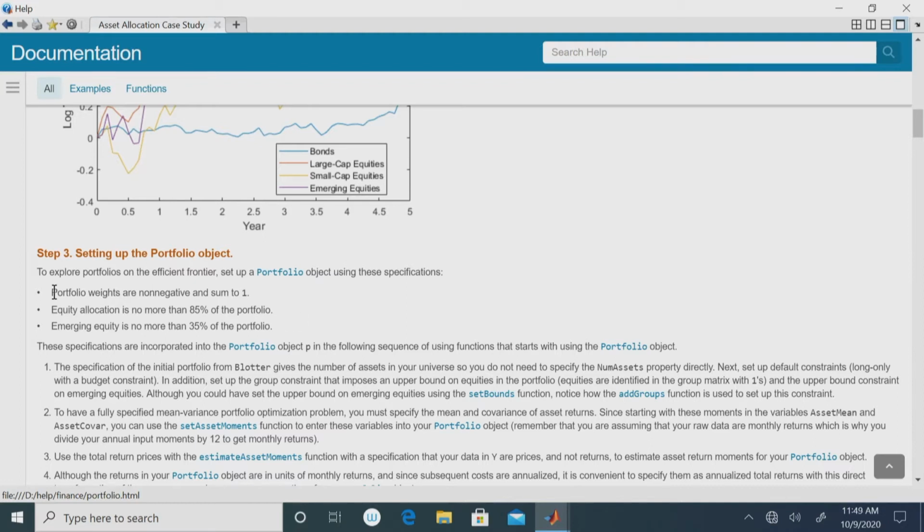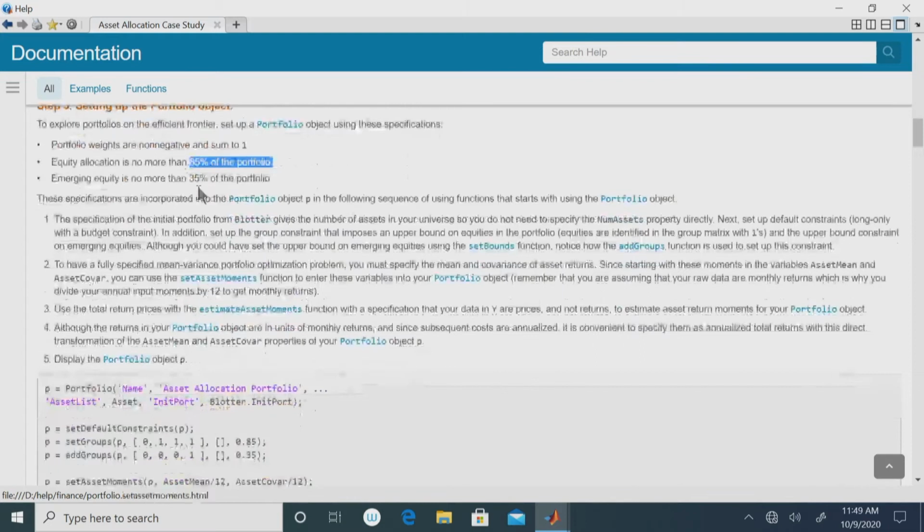Just to revisit the specific example under consideration: we consider the portfolio weights, and these have to be non-negative. Remember that there is no short selling, and no borrowing or leverage is allowed. Of course, the statutory constraint is that the sum is equal to 1. Also, the 3 asset classes cannot have more than 85% of the total wealth invested. And finally, the emerging equity cannot have more than 35% of the portfolio.